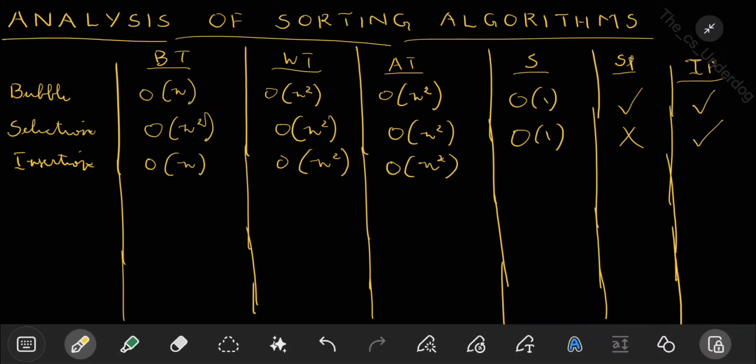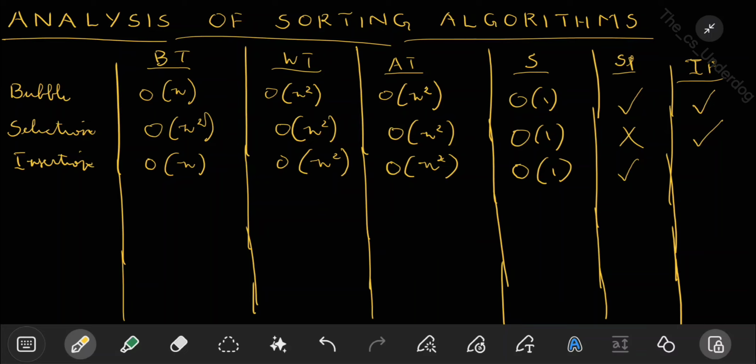What about the space complexity? You are using the same space, no additional space, so constant space. Is it stable? Yes, it is stable, because if there are two elements of the same value, they will maintain their positions. Why? Because you are inserting to the right positions. If you have two elements of the same value, you will insert one after the other.